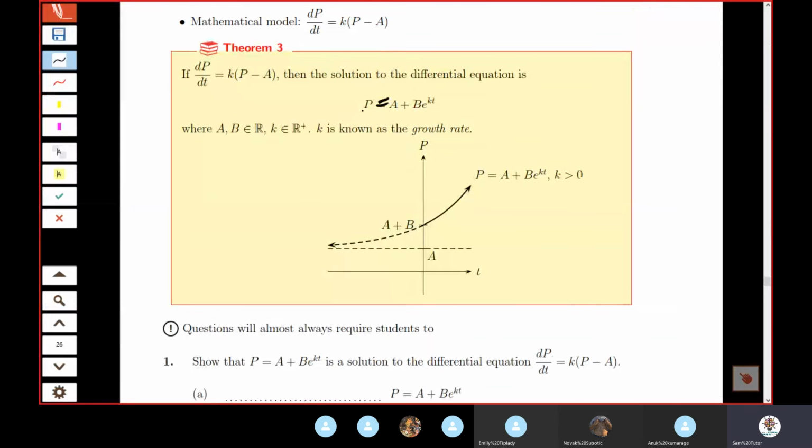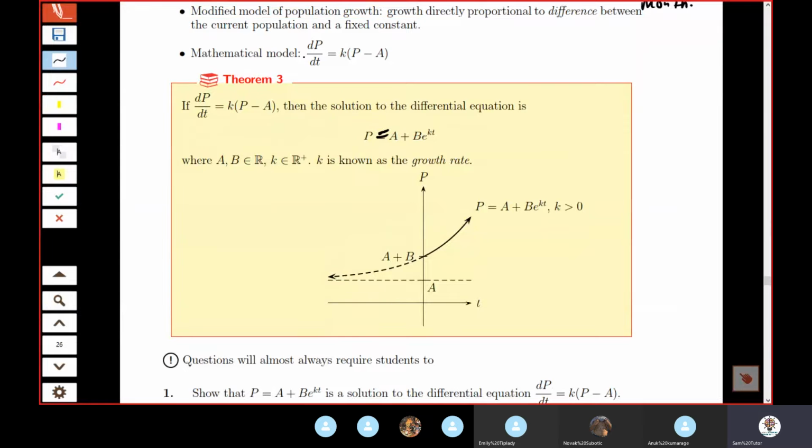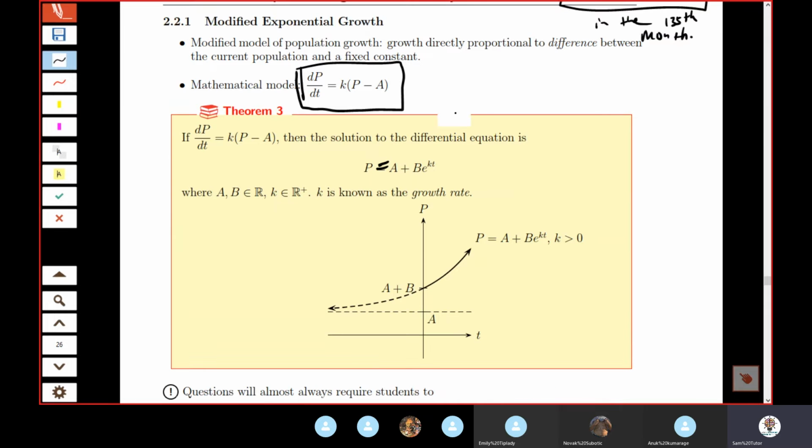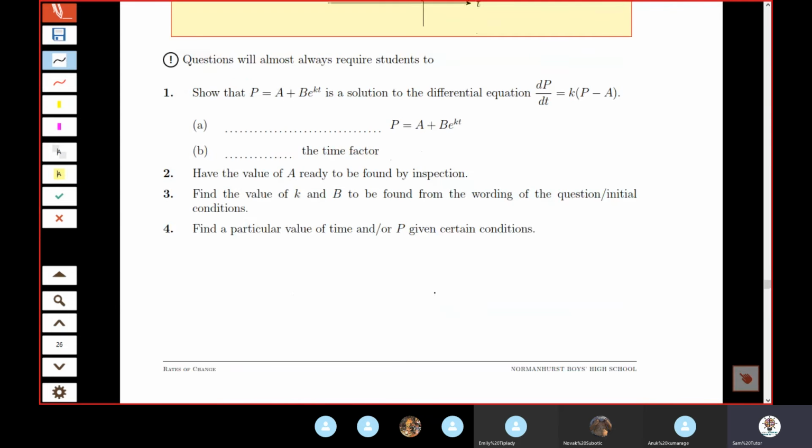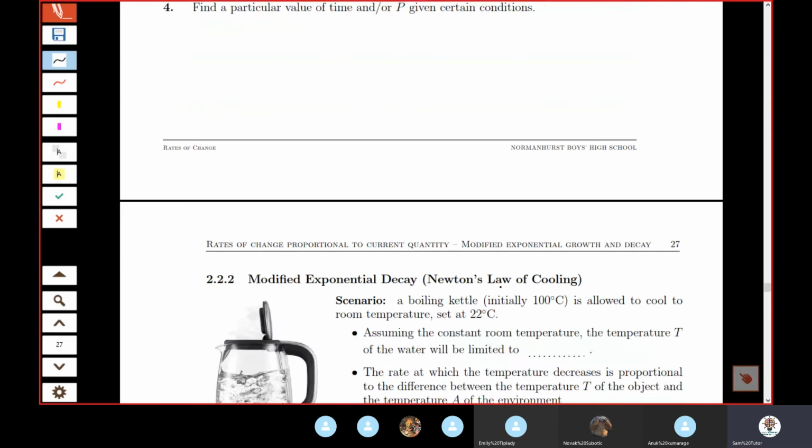So the mathematical model to it is this: the population is changing with respect to time as K multiplied by P minus A. So it's not just P. We were just doing KP. Now it's K and P minus A. Sorry, this is called Newton's laws of cooling, or some people just say modified exponential growth and decay.